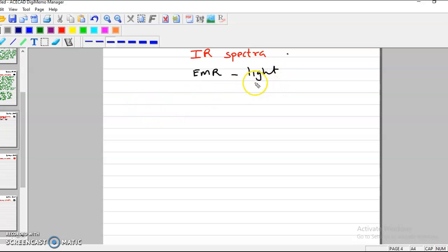And we have different units to measure the light, and that is wavelength, for which we use lambda, and the unit can be angstrom, nanometer, centimeter, etc. And the relation between micron and centimeter is 1 micron is equal to 10 raised to minus 4 centimeter.